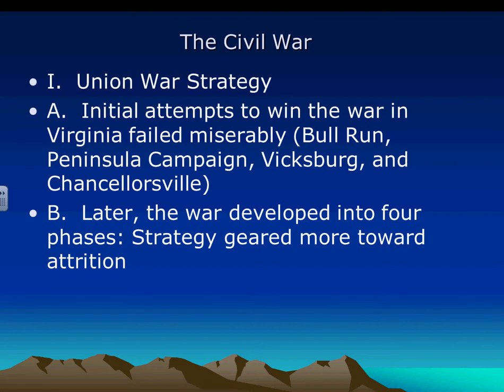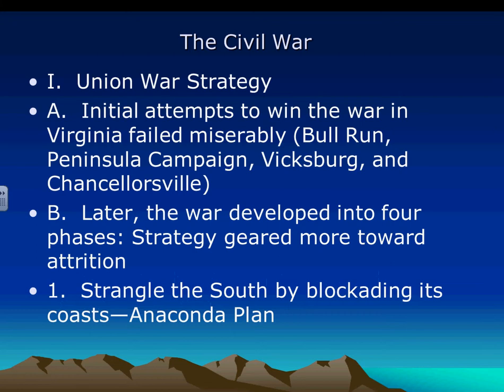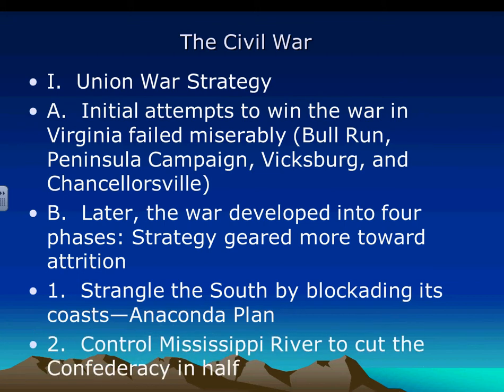The war developed into a four-phase strategy, and it was geared more towards attrition, that is, wearing each other out. The North hoped to strangle trade for the South by employing the Anaconda Plan, boycotting everything that was coming in from Europe. They had the Union fleet around southern ports to prevent foreign ships from coming in. They also wanted to control the Mississippi and cut the Confederacy in two.